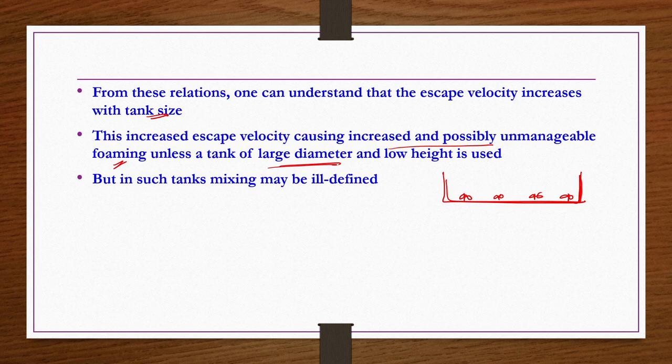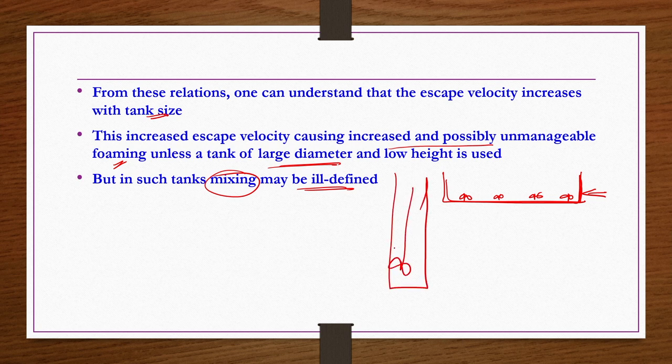So you have to have lower escape velocities. For that, you need tanks with larger diameter and lower height. But if you have such tanks, what happens? Mixing may be ill-defined. It may not take place properly. If you have columns like this, then mixing can be done properly without any difficulty. But if you have tanks like this, several mixers are required, right? These mixers may be easy to design and use at the lab scale, but industrially it is very difficult. If they break down during the process, then the entire process would be shut down.